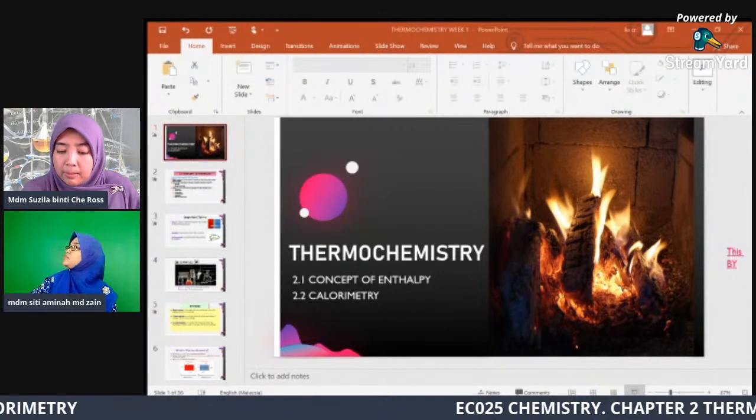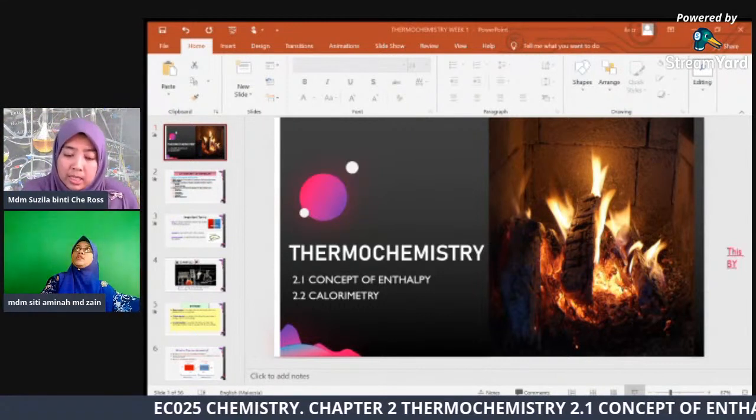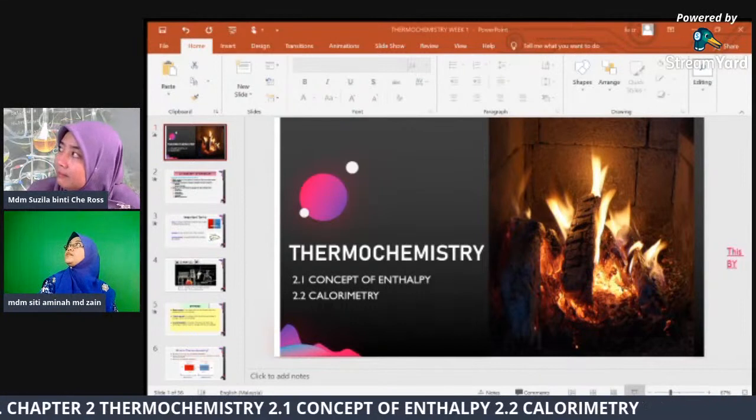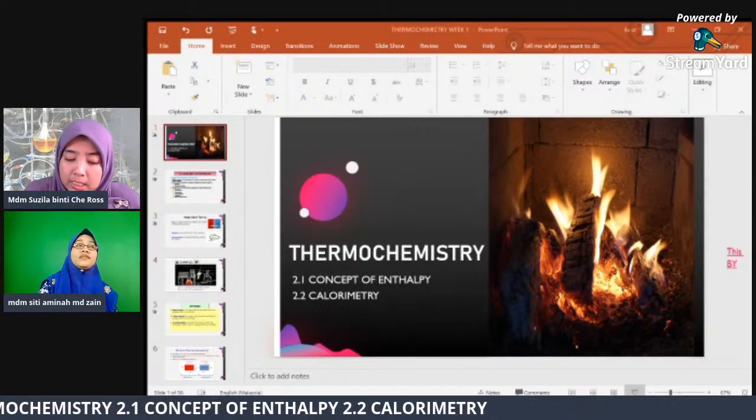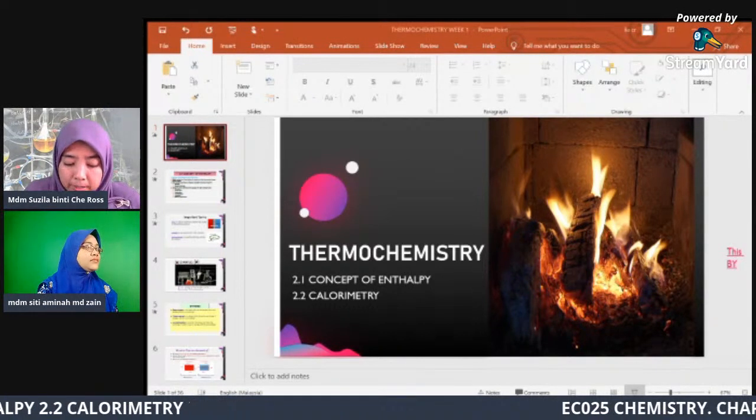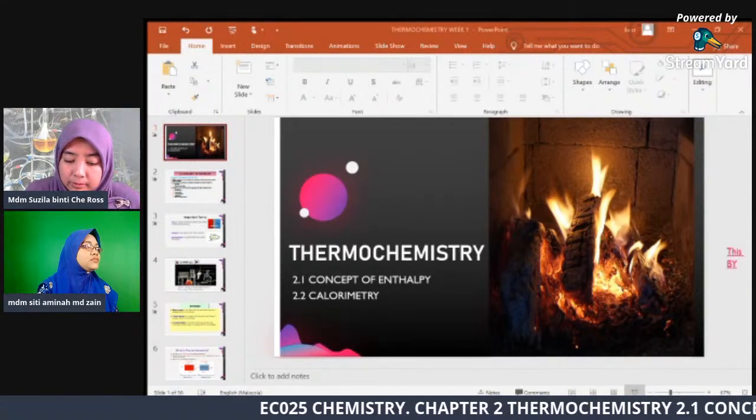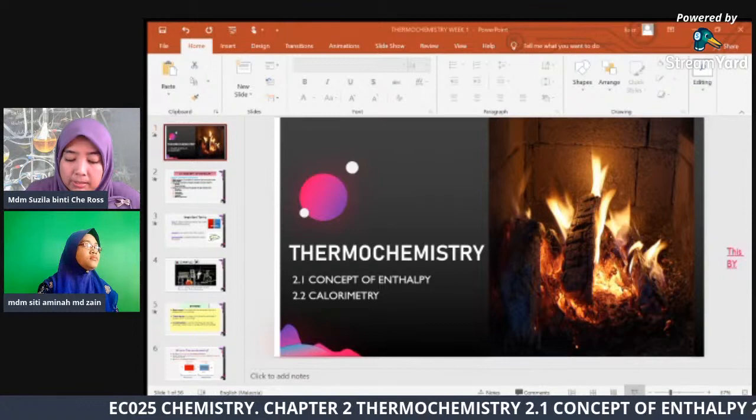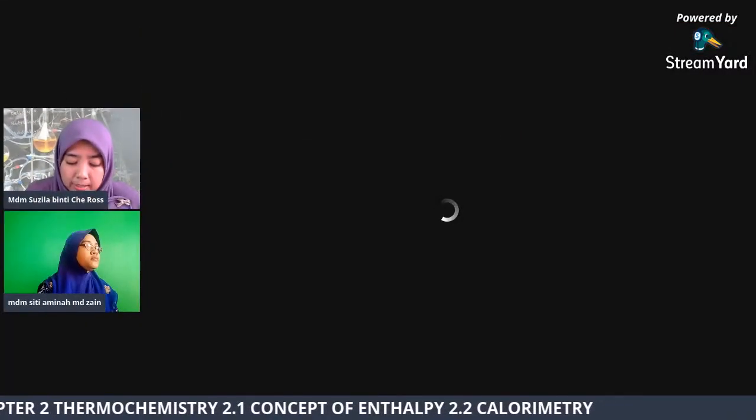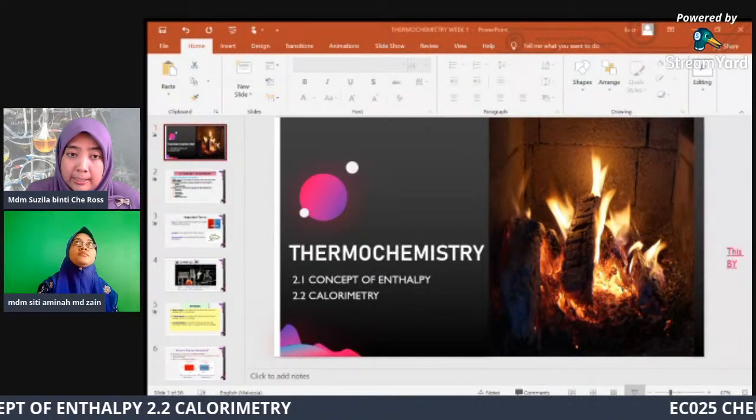Okay, there are some important terms that you need to know before we proceed this subtopic, which is heat. Heat is energy transfer between two bodies of different temperature. And then system is any specific part of the universe. And the last one is surrounding.